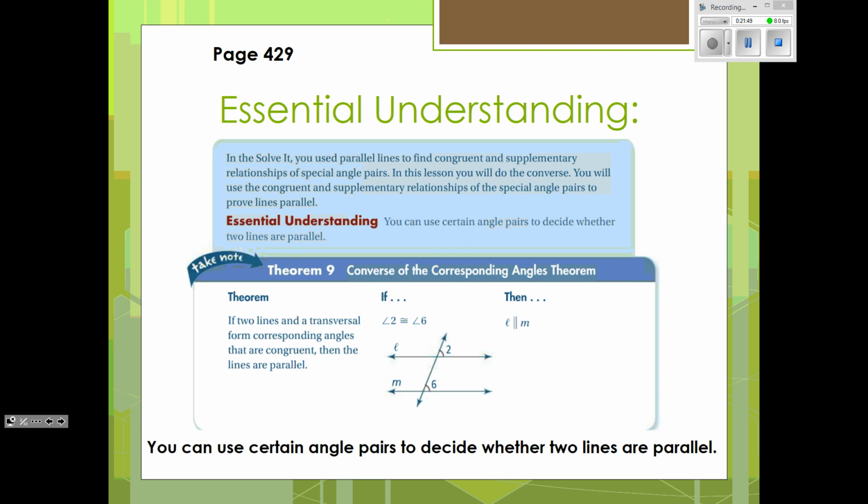All right, let me give you an example. In math statements, when we're proving things, we use a lot of if-then statements. So class, for example, if these two lines are parallel, then alternate interior angles are congruent. Or if these two lines are parallel, then corresponding angles are congruent. A converse flips the if and the then.